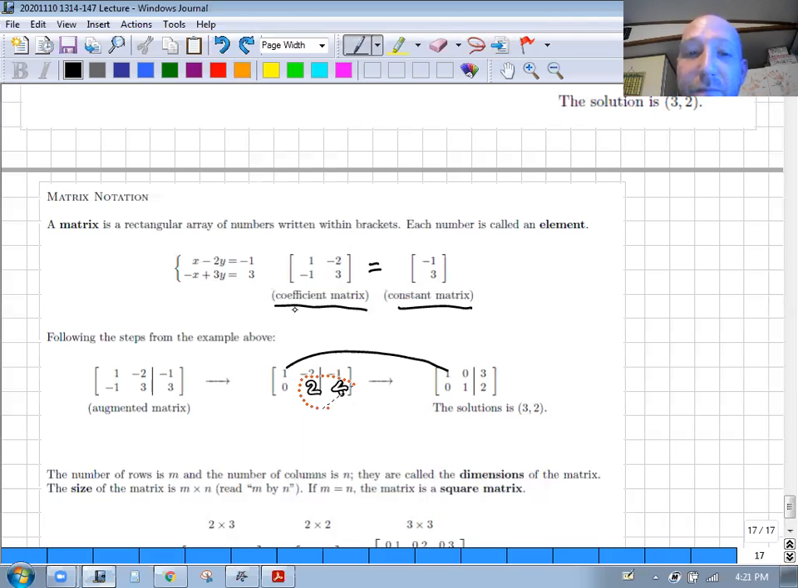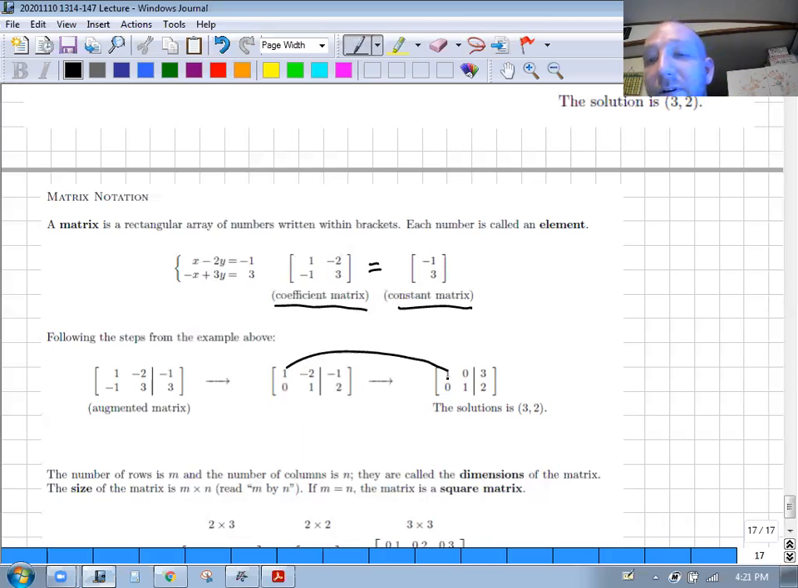So we keep this old one here. We like to have the zeros and the ones. So what we have here is a 1 0 0 1 3 2. There's our solution. See, our goal is to turn this matrix into a matrix that has ones along the diagonal and zeros everywhere else.